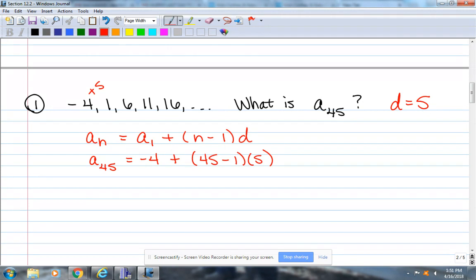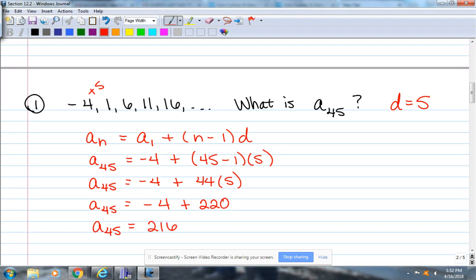All right. So, subtract that. What's 45 minus 1? 44. So the 45th term is going to be -4 plus 44 times 5. What's 44 times 5? Yes, 220. Good thing you guys calculated. And then you just add -4 plus 220, and what do we get? So the 45th term in this sequence is 216.